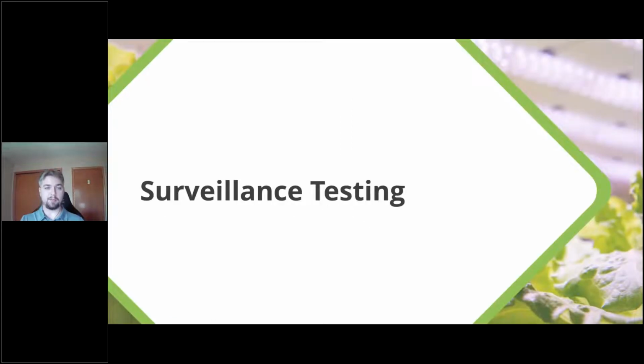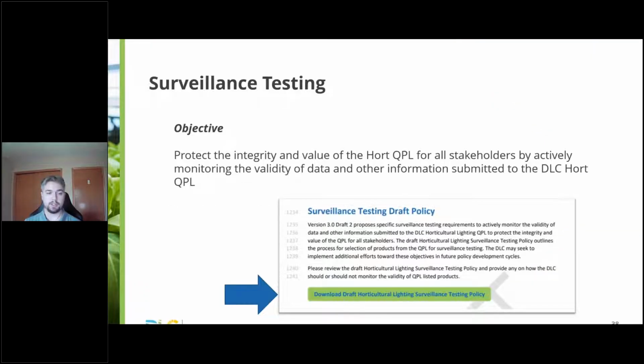And I believe we have one last topic here on surveillance testing. So again, this is the draft 2 of the policy coming from draft 1. So just covering the changes from draft 1, and we can go ahead and move into the next slide. The objective for our surveillance testing program and policy are the same. It's to protect the integrity and value of the Hort QPL for all stakeholders by actively monitoring the validity of data and other information submitted to the Hort QPL.